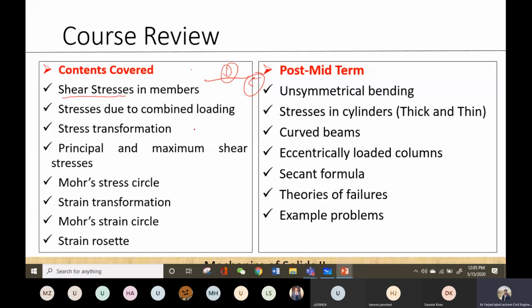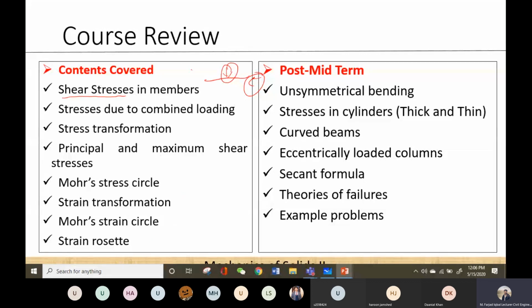Then we studied how to transform the stresses onto different axes or planes by using the equation of transformation and Mohr's circle. The same thing we studied for the strains: how to transform the strains onto different planes or axes by using the Mohr strain circle and the transformation equation. And finally, we studied strain rosettes to calculate the strain in a member experimentally.